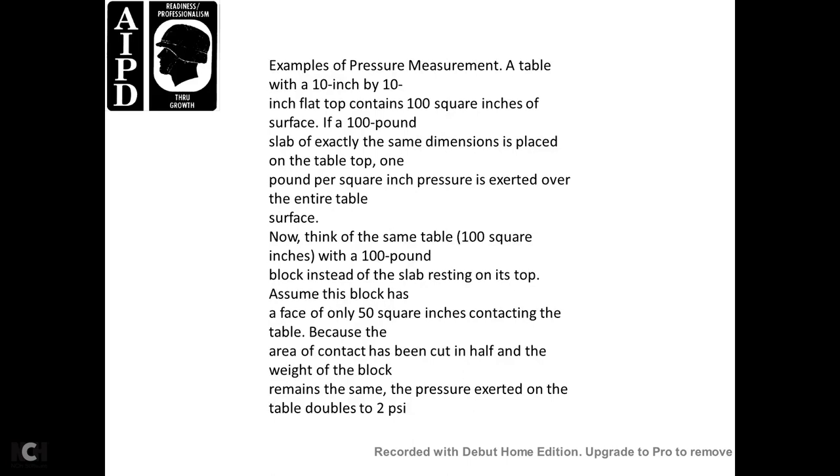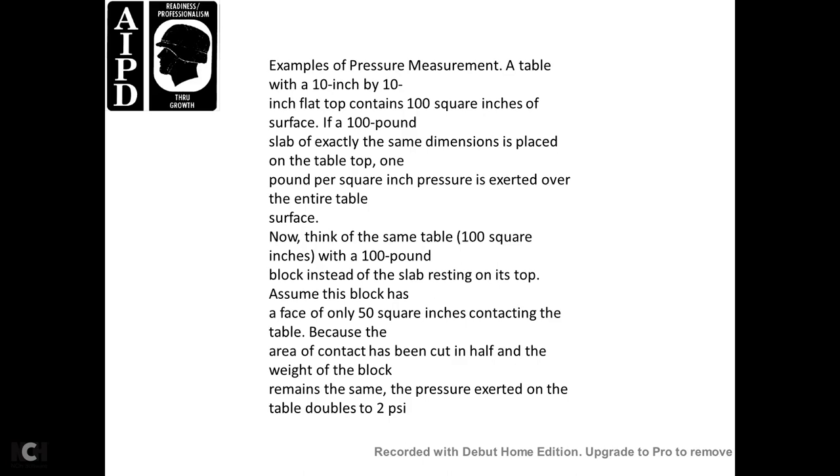Example of pressure measurement. A table with a 10 inch by 10 inch flat top contains 100 square inches. A 100 pound slab with exactly the same dimensions is placed on the tabletop. The pressure exerted on the entire table surface is 1 pound per square inch.